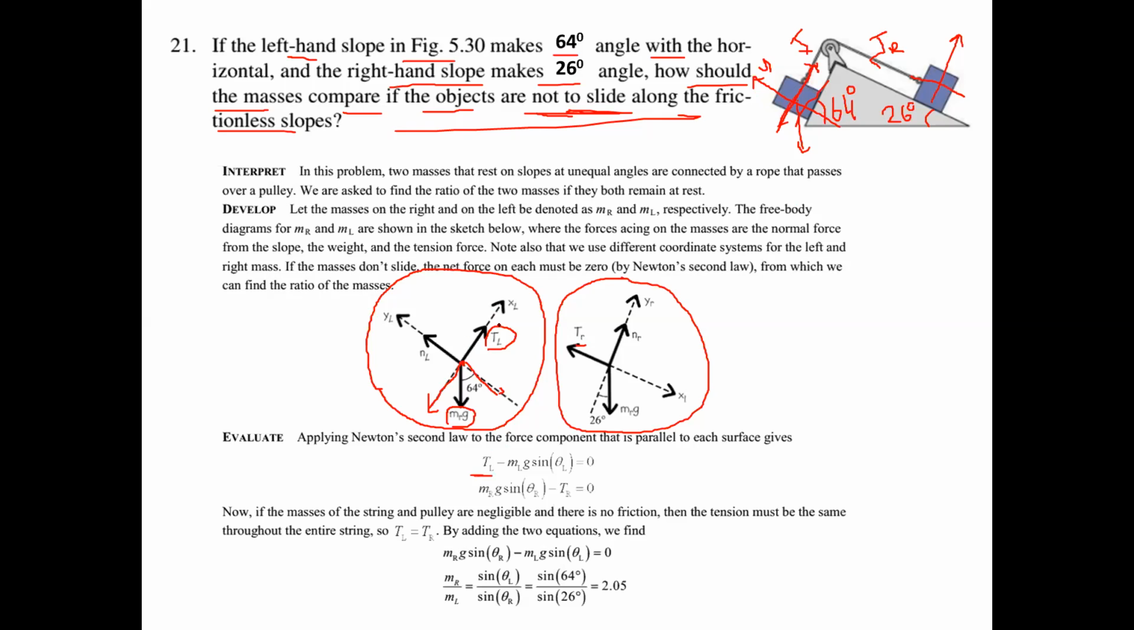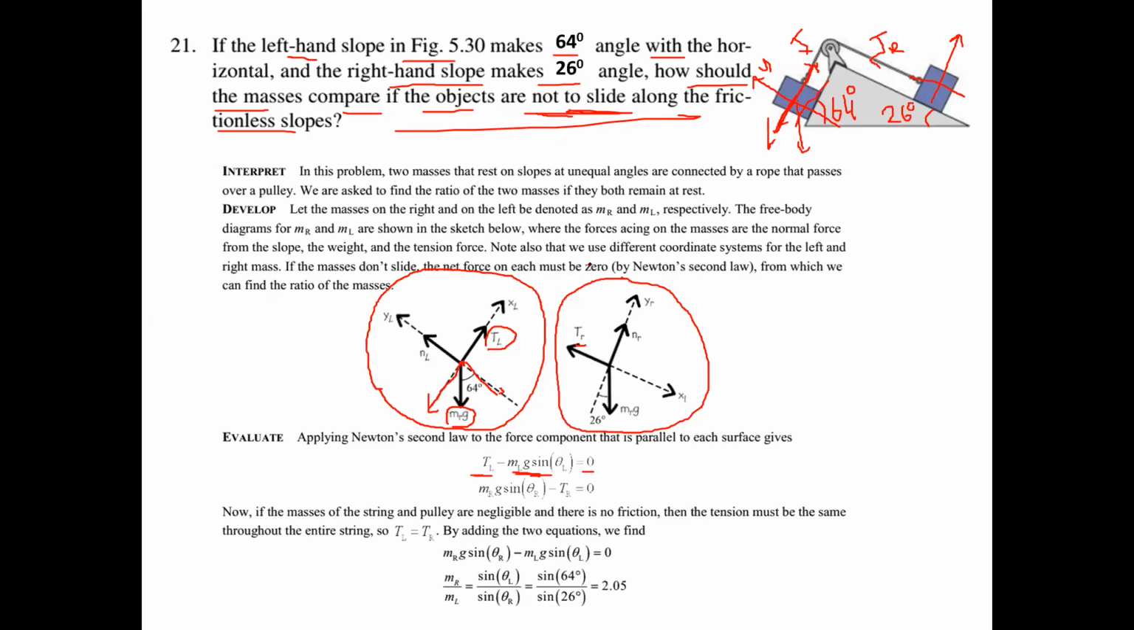Along this way, let's say this is positive, and you have a sine component along the x direction, the sine component of your weight vector here, right? The weight quantity here will be ml g sine theta l, okay? This will be equal to 0. Why? Because your objects are not sliding, which means your system is at equilibrium, okay?